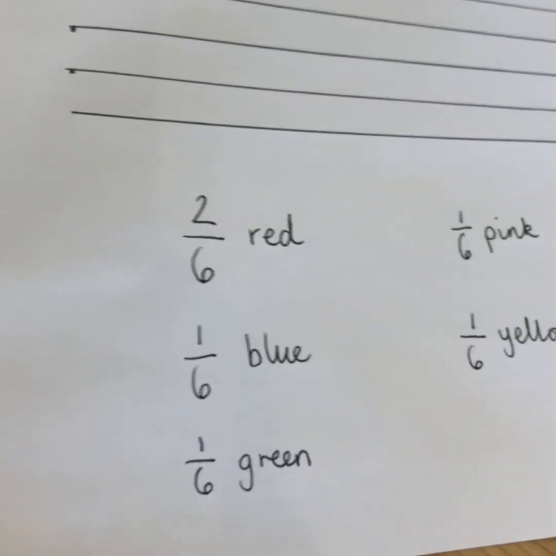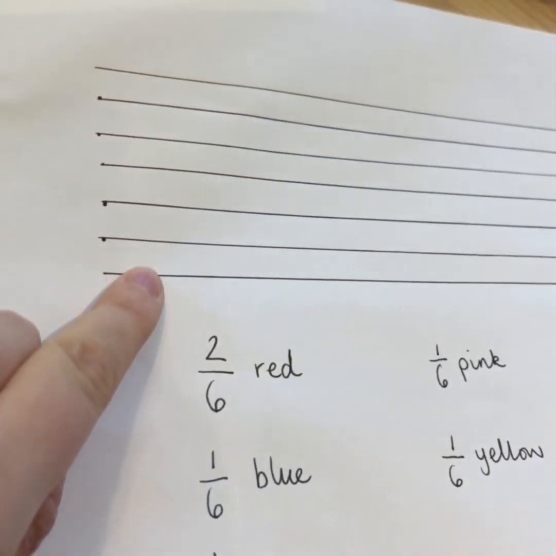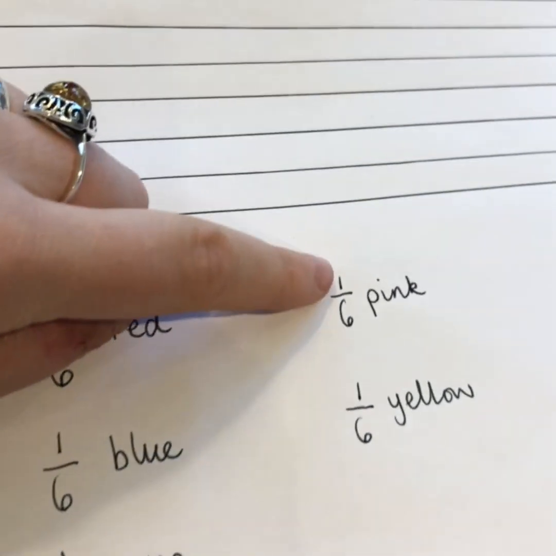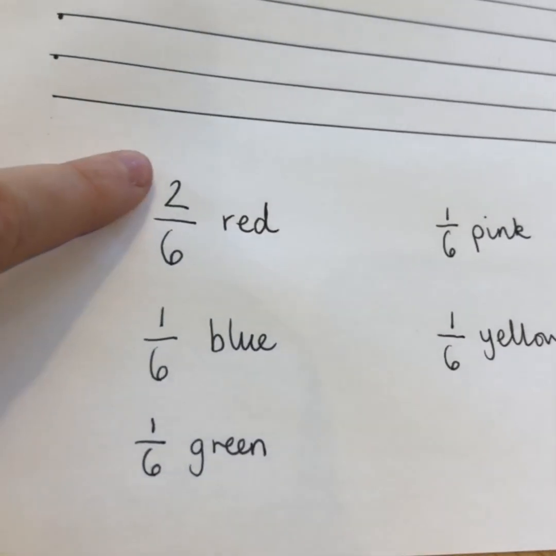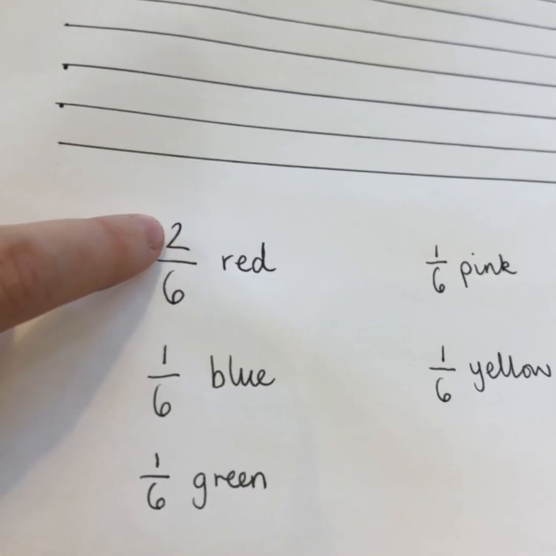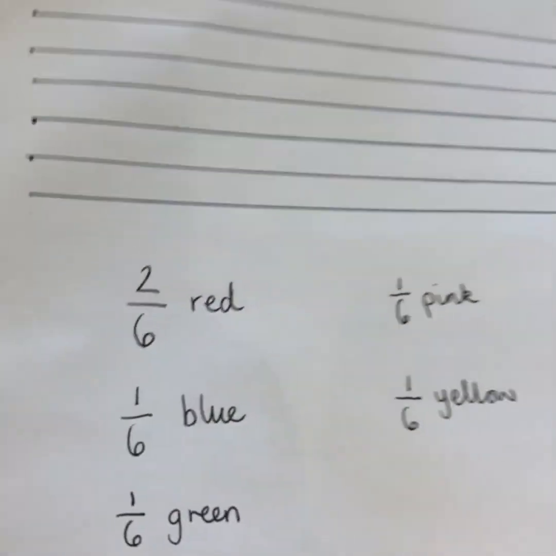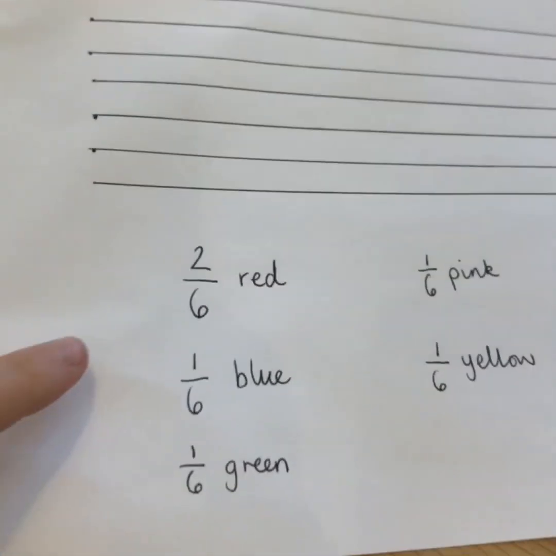Okay, so then I've decided how much fractions I would want each colour to be. So 2/6 red, 1/6 blue, 1/6 green, 1/6 pink, and 1/6 yellow. I have to check that if I add up my numerators, it makes 6 out of 6. So 2, 3, 4, 5, 6. So I've got 6/6 altogether. That's a whole. So this whole thing should be coloured if I follow these fractions.